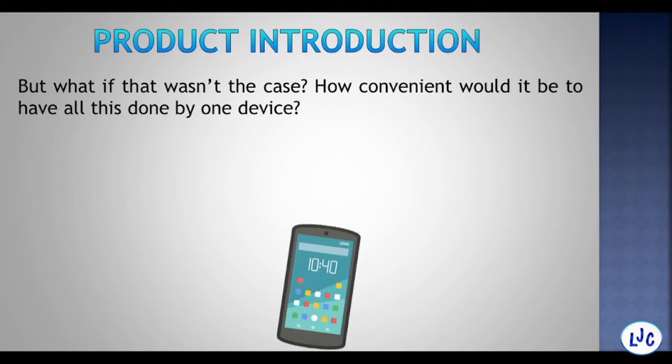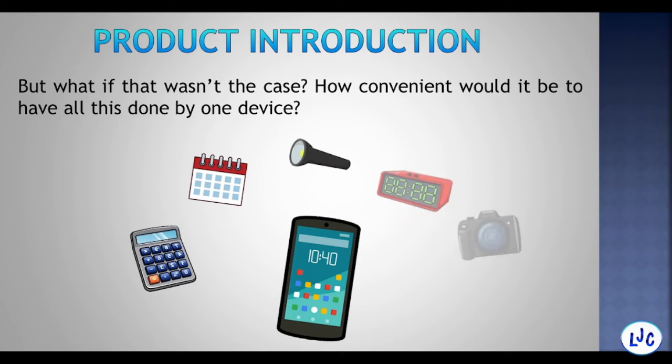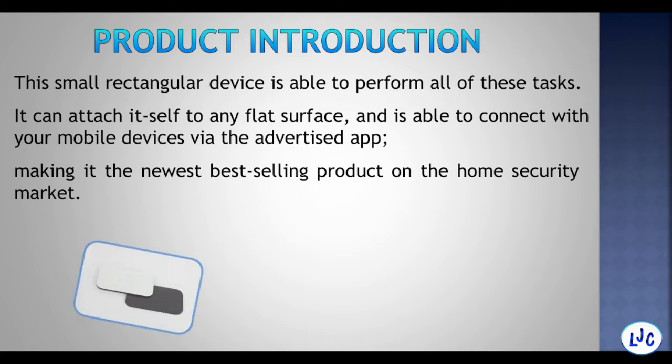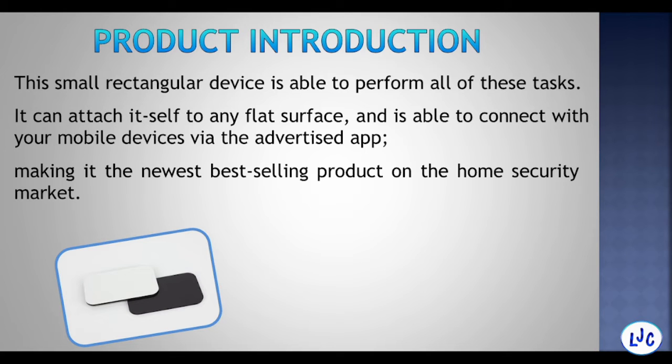With the introduction and development of the smartphone, we were able to combine things like calculators, calendars, flashlights, alarm clocks, cameras, and much more into a single device that we carry around in our pockets. This small rectangular device is a smartphone of the security department. By being able to attach onto flat surfaces such as doors and windows, and its built-in features such as motion detection, a fisheye lens, and speakers enabling alarm features, it is now the best-selling product on the market.